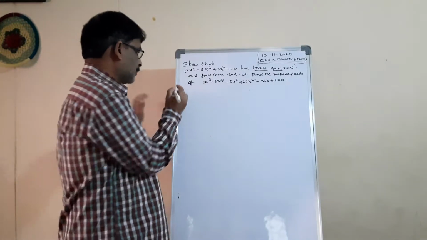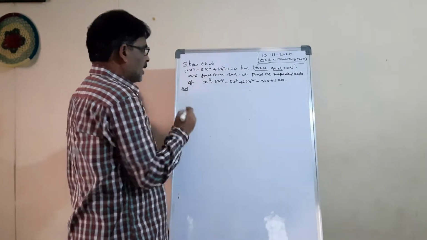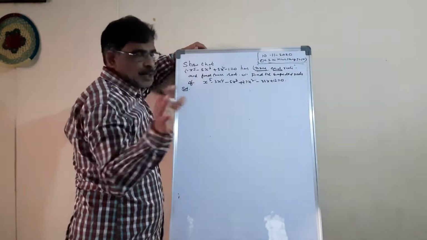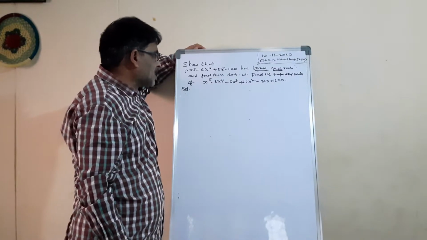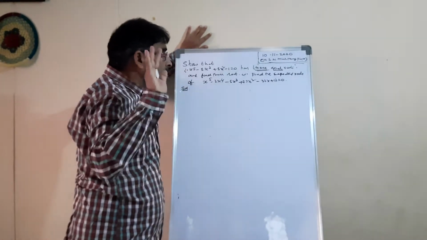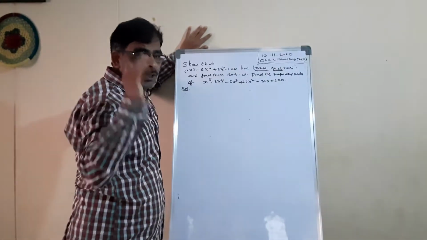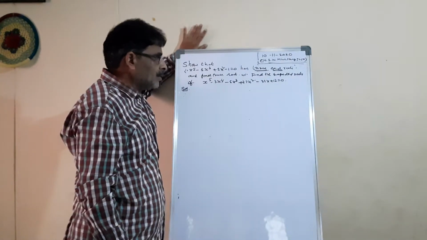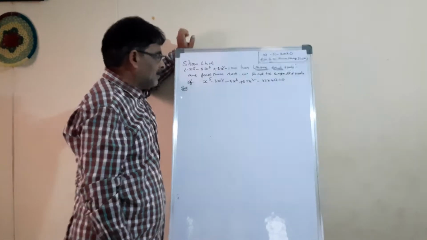First, let me read the first problem. Show that x power 5 minus 5x cube plus 5x square minus 1 equal to 0 has three equal roots. We have to find the roots. The three roots are equal.